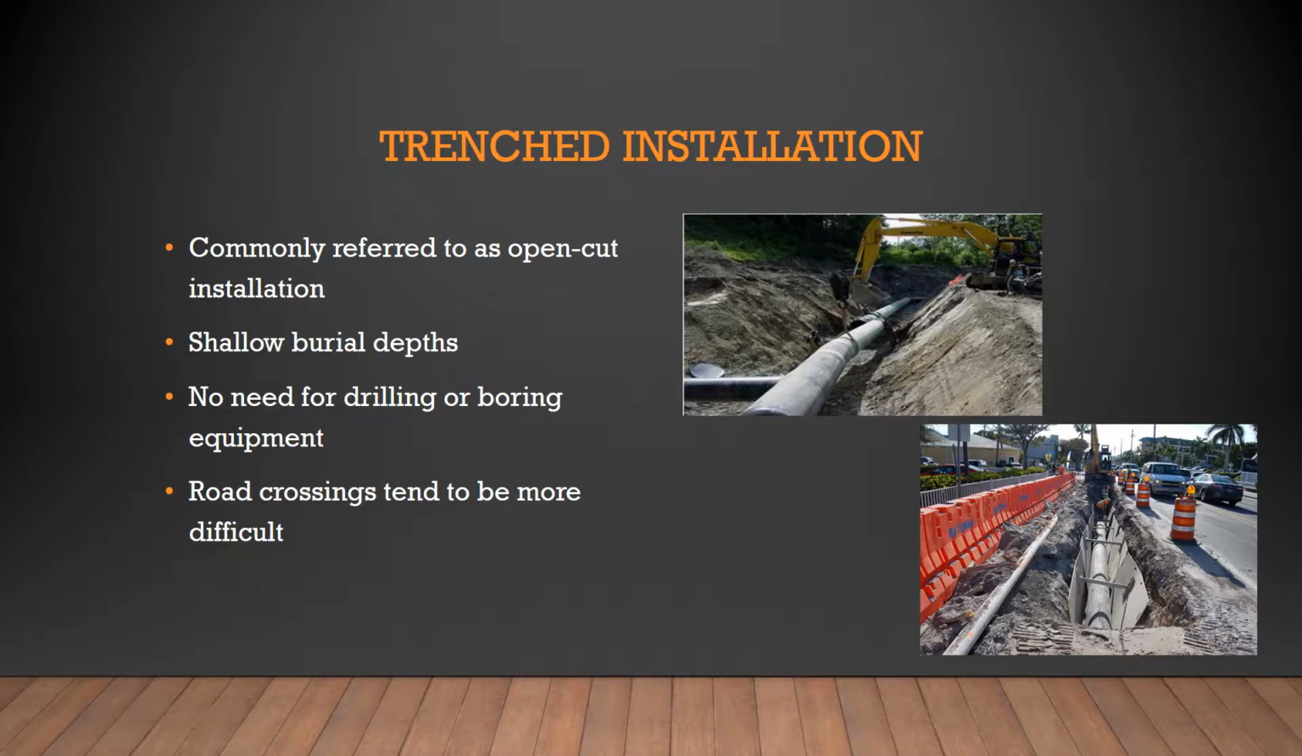Trenched installation, or commonly referred to as open cut installation, is the most common of all the methods for installing an underground utility pipe. This type of installation is commonly used for pipes being buried at shallow depths. However, a large horizontal area is needed for the trench. Installations can use smaller horizontal areas if shoring is used to support the slope of the trench.